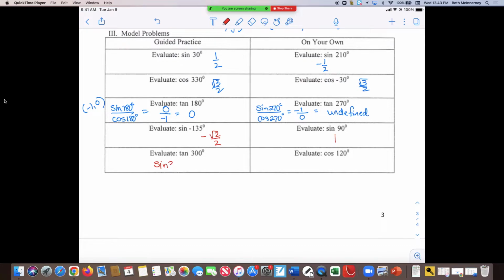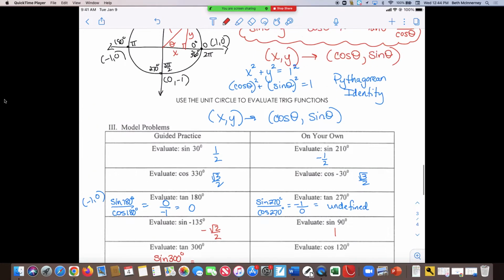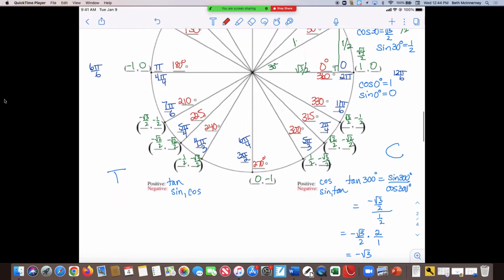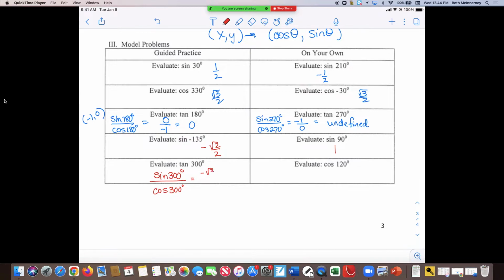All right, tangent 300 degrees. Well, here's the work that you're going to want to write down. Tangent is sine over cosine. So I'm going to have sine 300 degrees over cosine 300 degrees. So I'm going to go to my circle and find 300 degrees. Sine is negative square root 3 over 2, and cosine is 1/2. So definitely on tangent, you will have some work. We reviewed this yesterday. When you have a fraction divided by a fraction, we did this in our rational unit, you multiply by the reciprocal. So the 2's cancel, and I get negative square root 3.